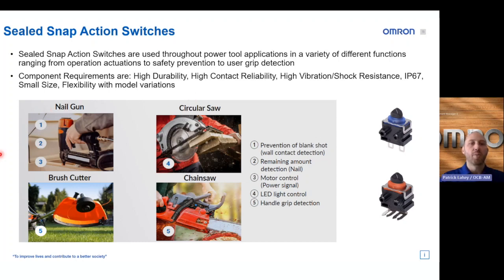Within that, on the bottom, you will see some different use cases of where we see sealed snap action switches being used. Within a nail gun, they could be used to prevent a blank shot. It helps to detect that the nail gun is in fact touching the wall to release the nail, so that you could avoid any kind of accidental nail being shot and maybe causing some damage to the work that you're doing, or maybe some harm to the user. You can also do the remaining amount detection.